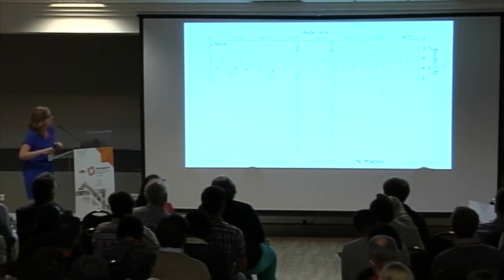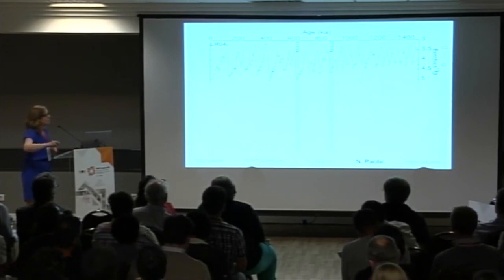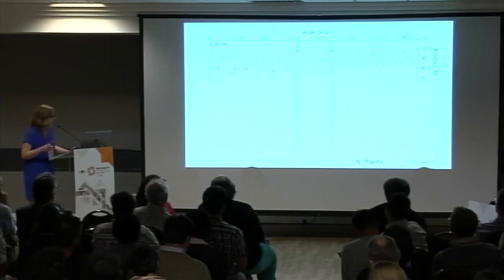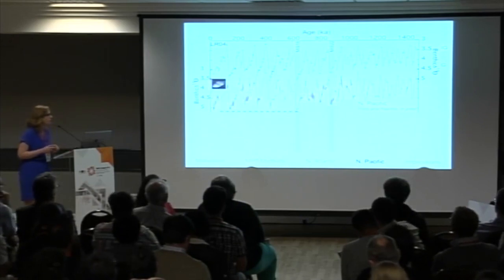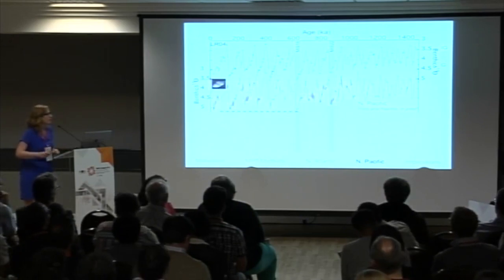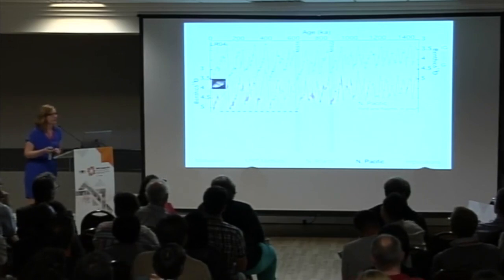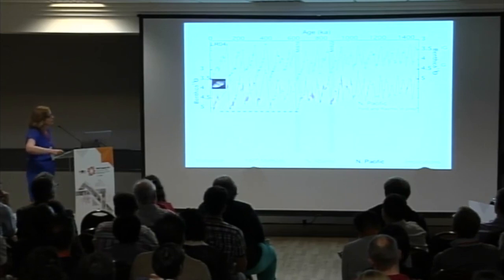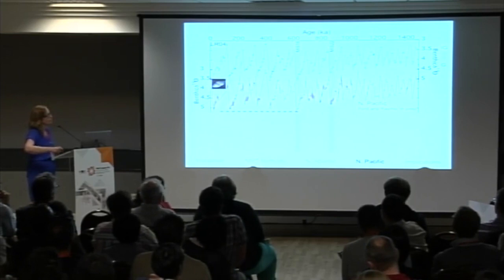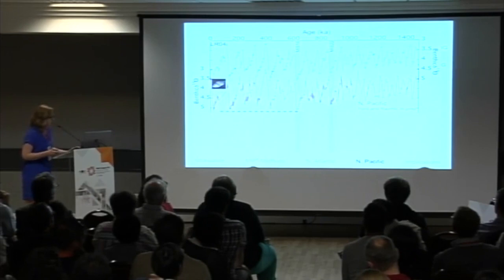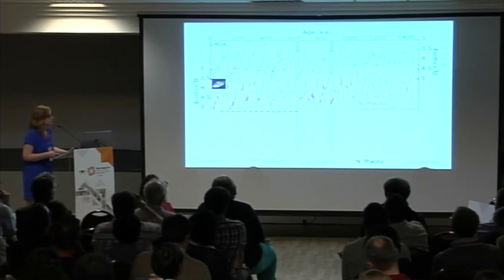So again, this is the LR04 stack. You have time on the horizontal axis. And this is the new benthic oxygen isotope record that we have from the North Pacific. And what you can see is that the structure and the timing of events is actually really comparable to LR04. You have a gradual decrease here in the benthic oxygen isotope values, and there's this large step here at MIS 16. Again, this is the North Pacific record that we just generated.